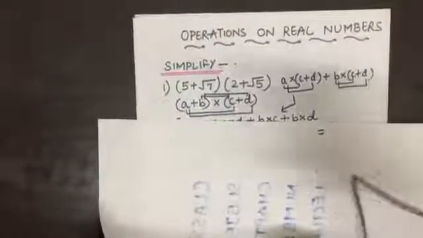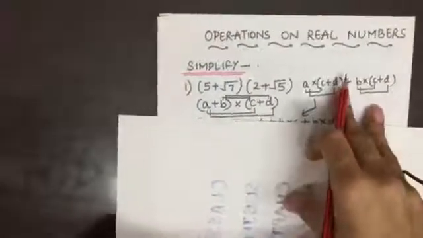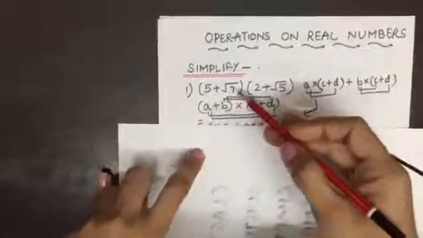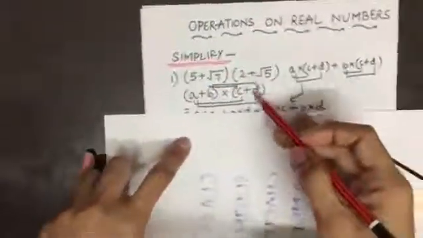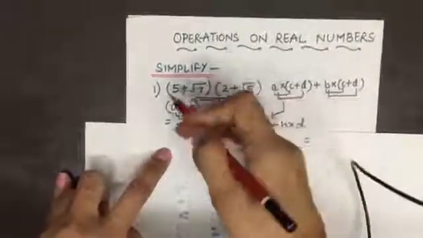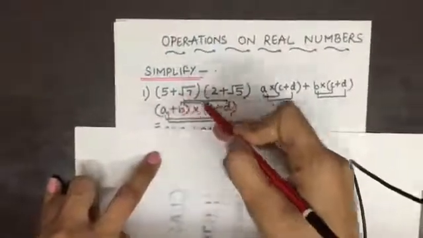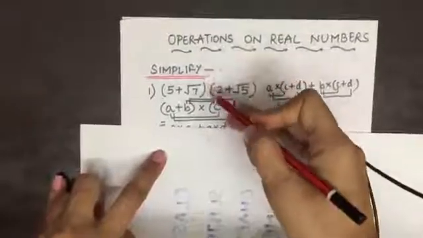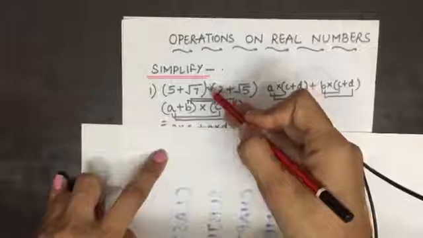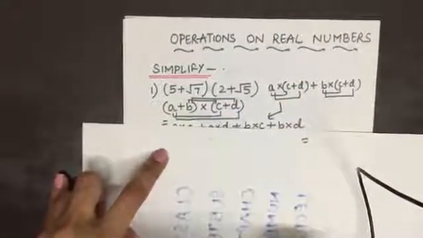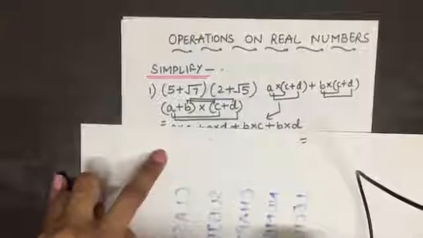The question is: simplify (5 plus root 7)(2 plus root 5). Now as you can see, we have two irrational numbers, 5 plus root 7 and 2 plus root 5, and there is no sign in between the brackets. That means what we have to perform here? Multiplication. Such questions you have already done in your class 8.